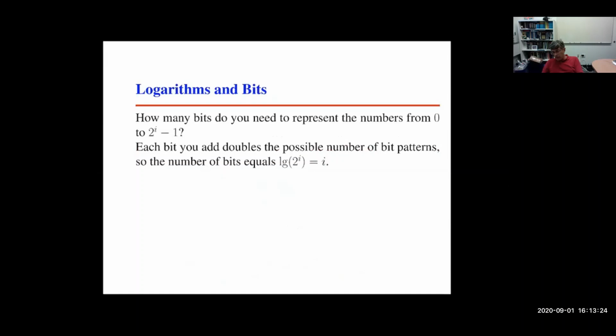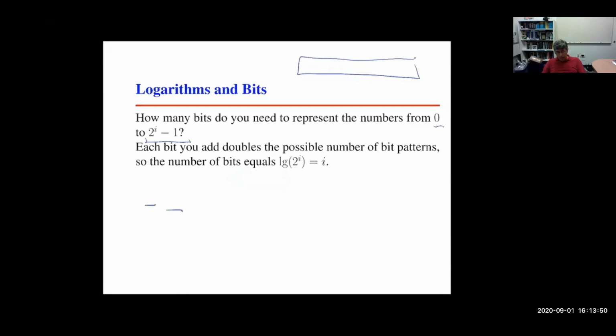Suppose I want to build a new computer and I want to represent any number from 0 to 2 to the I plus minus 1 in my word length of my computer. How many bits do I need to represent a number as big as 2 to the I plus 1? Well, what happens when you add 1 bit?